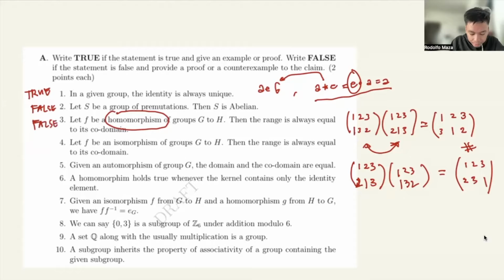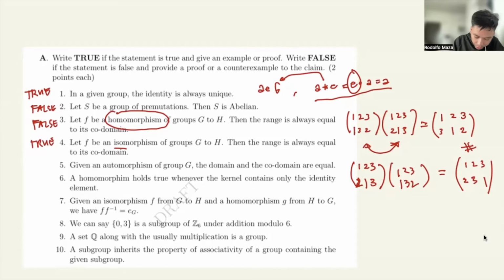Number 4, let f be an isomorphism of groups from G to H. Then the range is always equal to its codomain. In fact, when we say it's an isomorphism, it means it's epi and mono. Since it's epi, it's an onto function. Because it's onto, the codomain and range are equal. So this is true.